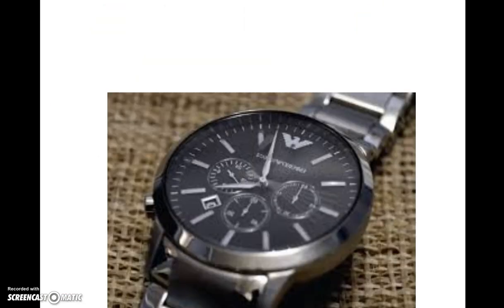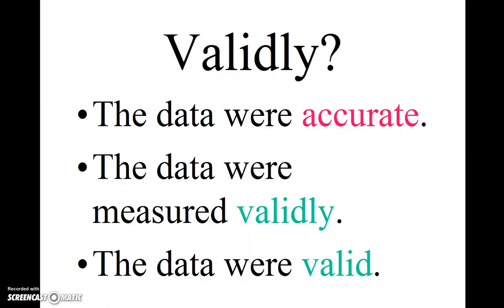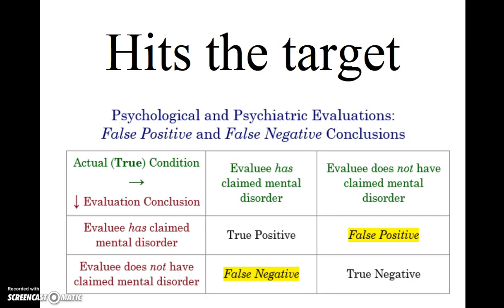Let's talk about validity. Does this watch tell us the actual time? If so, it measures what it is supposed to measure. It is valid. So don't say that the data were accurate. Say that the data were measured validly. The data were valid. Especially in clinical psychology and psychiatry. Here's what we're talking about.